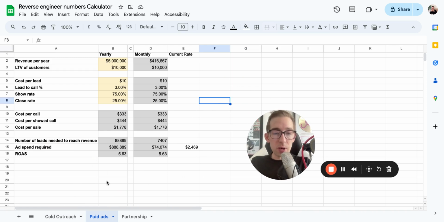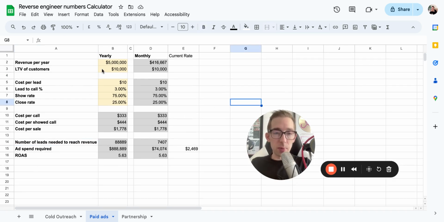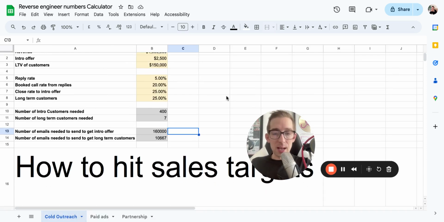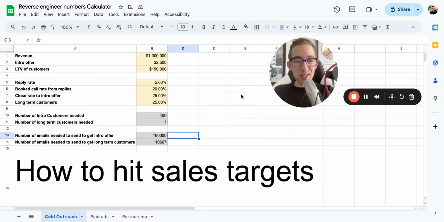So I hope this has been helpful. I will drop the link to this in the description, so you can download this for free, use this in your own business, just make a copy of it, and put the current run rate in. I might update this over time as well, just to flesh it out a little bit more. But this is how to hit your sales targets, and it simplifies it down to the fundamentals and the basics of exactly what to do.